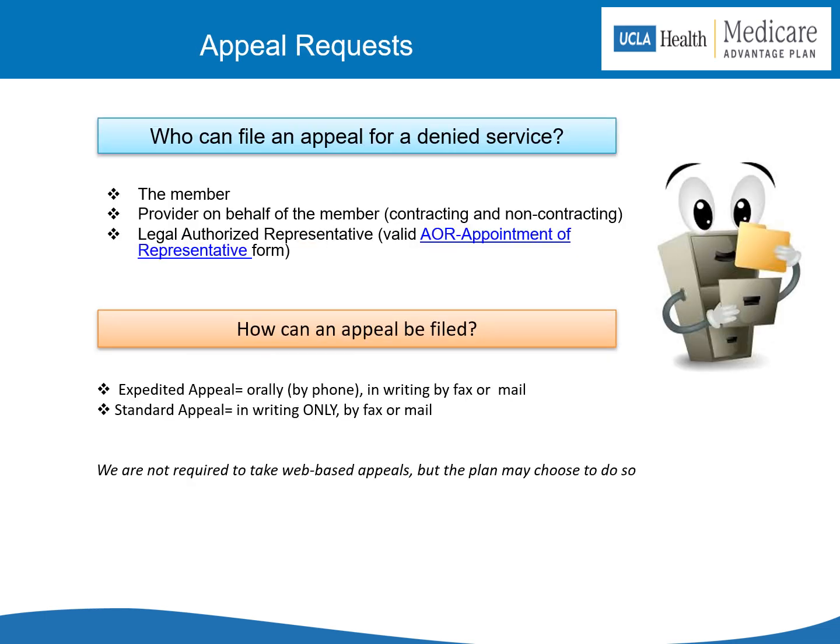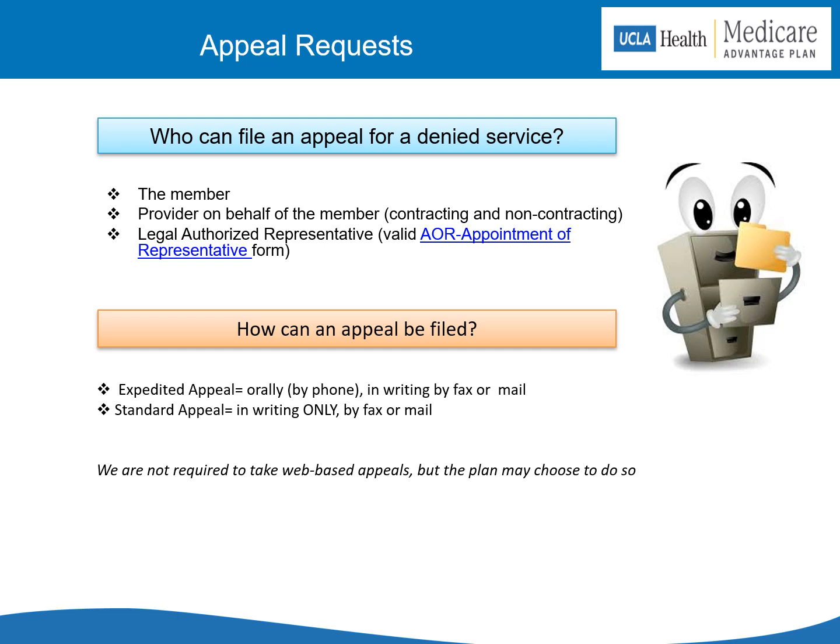So who can submit appeal requests? Well, the member, the provider on behalf of the member, also known as a POBM, contracting or non-contracting, and the legally authorized representative of the member with a valid AOR or appointment of representative form can file an appeal. It is important that this AOR form be in the case file so we can complete this appeal.